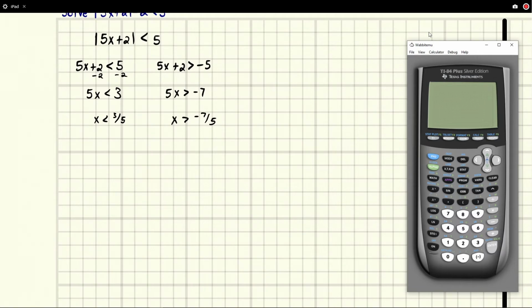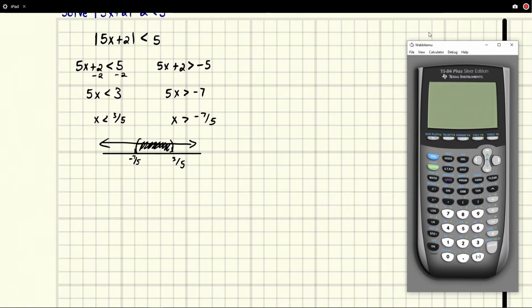So if we were to graph this really quick just so we can see it, we're going to have negative 7/5, where I'm just going to put this somewhere over here, and we're going to have positive 3/5. And x has got to be less than positive 3/5, so it's going this way. And x has got to be greater than negative 7/5, so it's got to be going this way. And we see that there's this area in between. This will be our solution set.